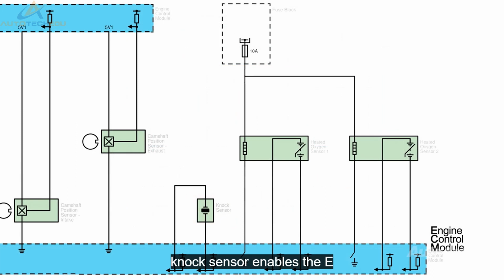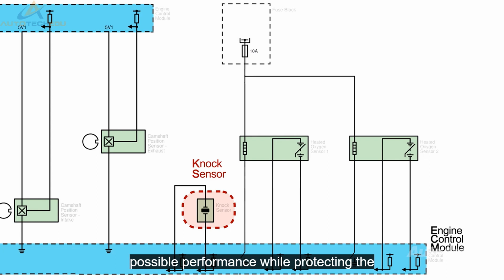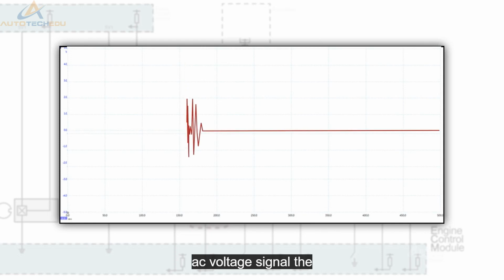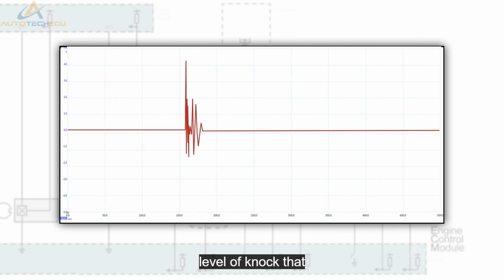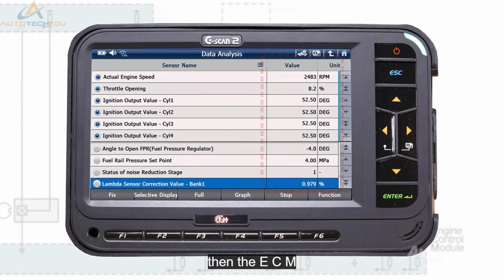The knock sensor enables the ECM to control the ignition timing for the best possible performance while protecting the engine from potentially damaging detonation. The sensor uses a piezoelectric crystal that produces an AC voltage signal. The amplitude and frequency of the signal will depend upon the level of knock that is detected. If a knock is detected, then the ECM will retard the ignition timing by a programmed amount. Once the knock is no longer detected, the timing will be returned to normal in small increments at programmed intervals.